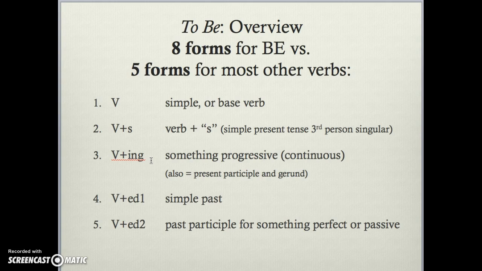Fourth, we have what I call v plus ed1 for the simple past, or v plus ed2 for past participle, which could also be something perfect or something passive. Passive when it's combined with auxiliary be, perfect when it's combined with auxiliary have. Sometimes, when it's a regular verb, v plus ed1 is the same as v plus ed2. But with irregular verbs, you have column number 1 being your simple verb, column number 2, simple past, v plus ed1, and column number 3, v plus ed2.